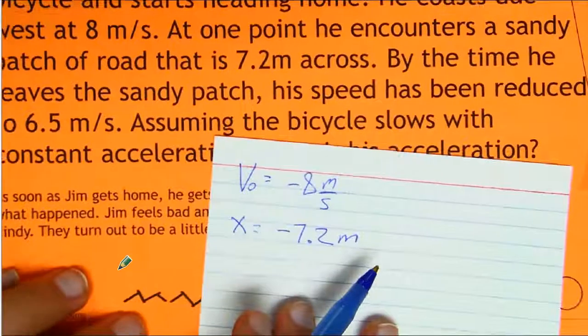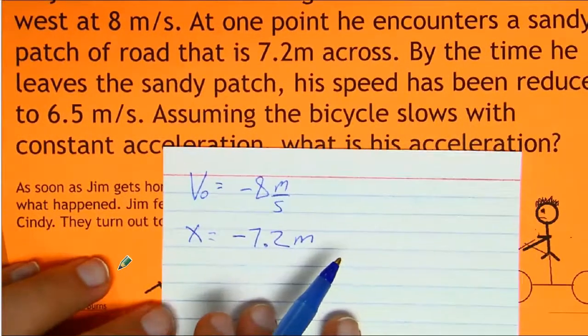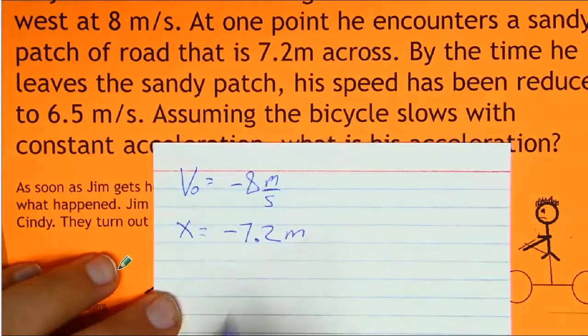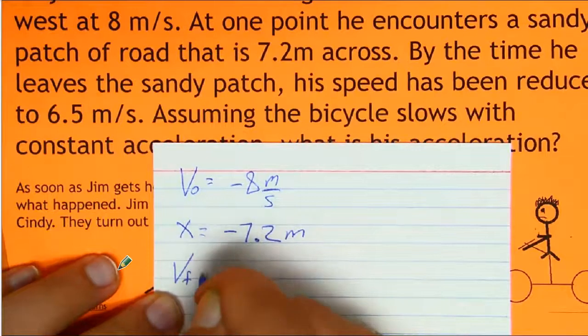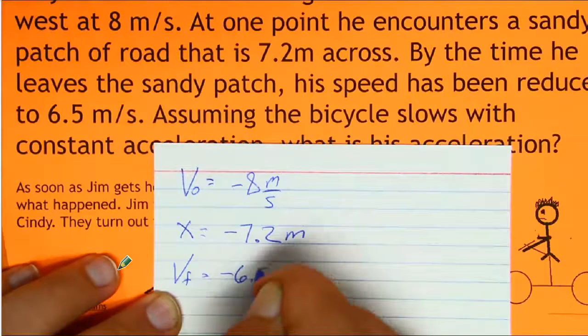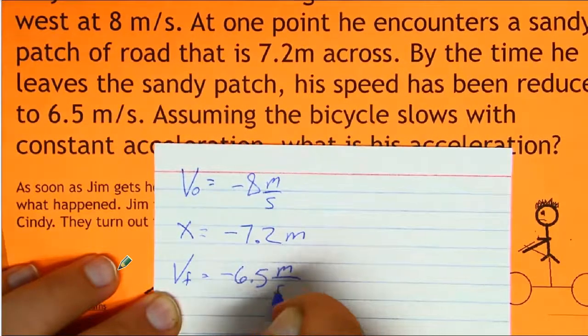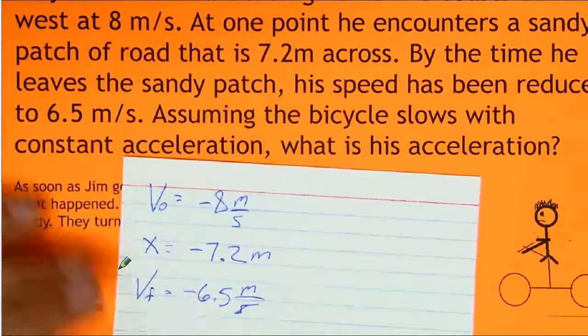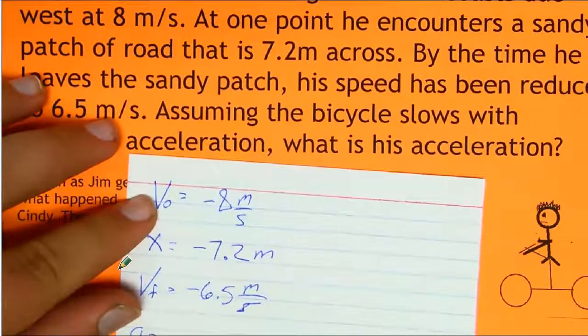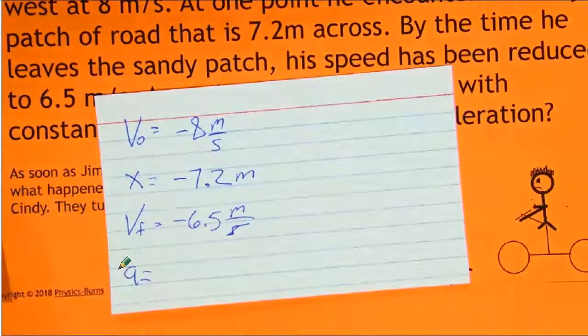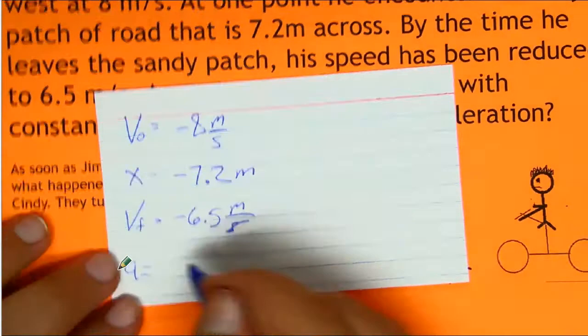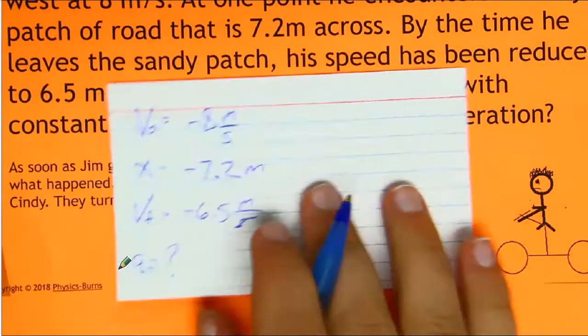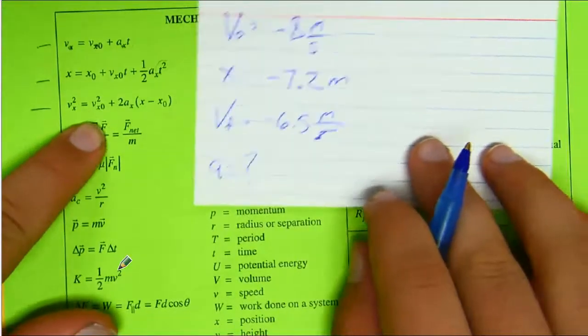By the time he leaves the sandy patch, his speed was reduced to 6.5 meters per second. Assuming the bicycle slows at constant acceleration, what was his acceleration? Do I have time in this problem? I do not. So hopefully you know what equation I'm going to be using. You knew it. I'm going to be using my third one.